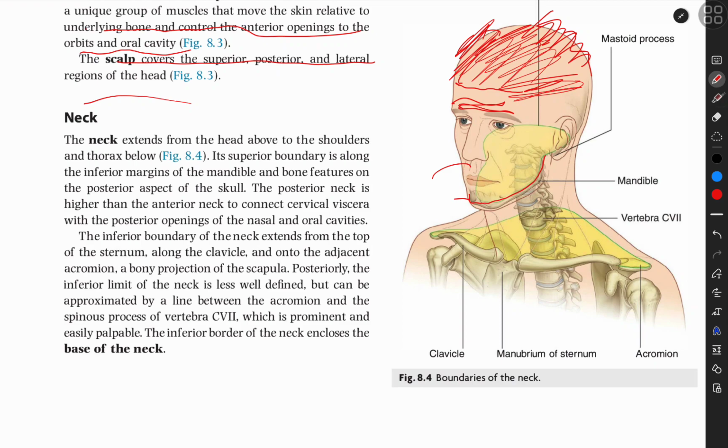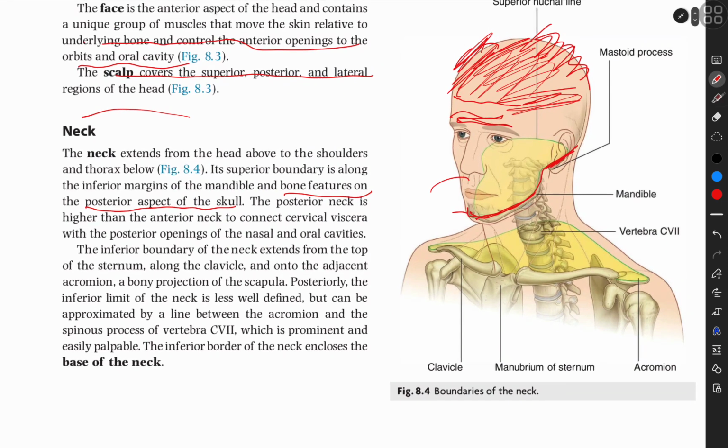Yeah, maxilla, mandible. And bony features in the posterior aspect of the skull. Okay, so inferior margin of the mandible and the bony features of the skull, like the mastoid process, etc. And then the posterior neck is higher than the anterior neck, to connect cervical viscera with the posterior opening of the nasal and oral cavities.